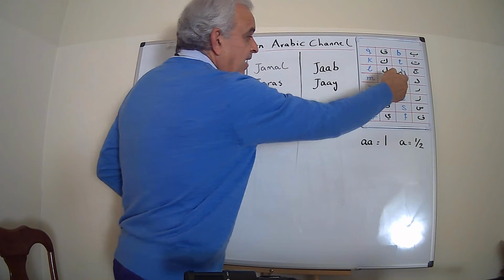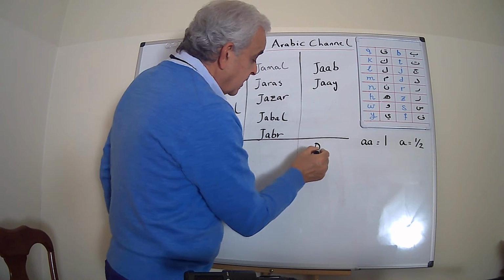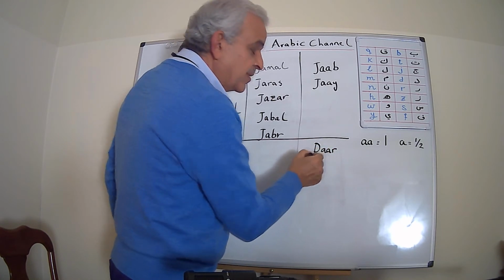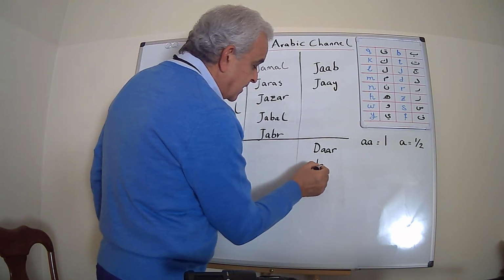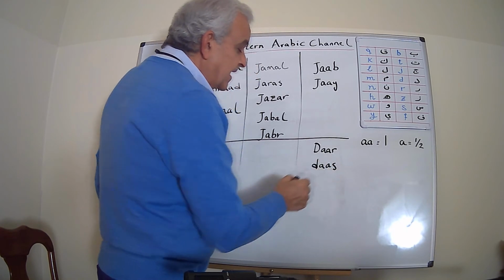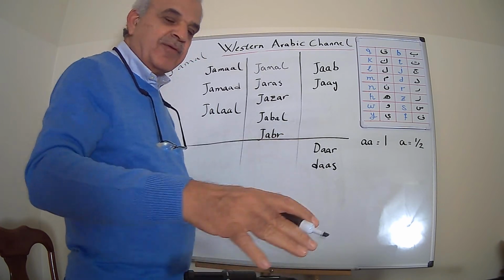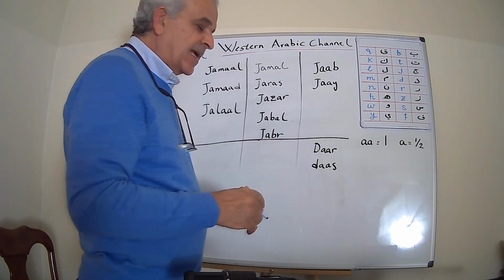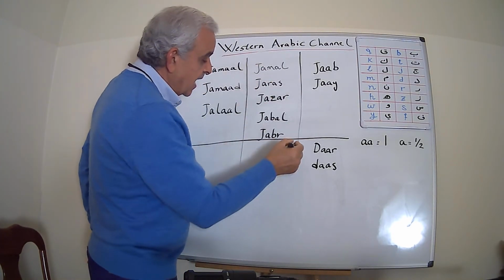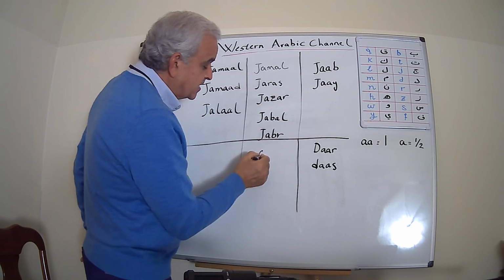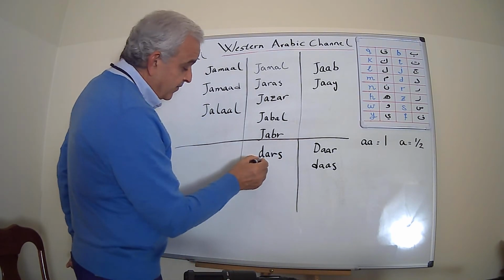Let's take the fourth letter, which is D. We have Dar, which means house. We have Das, which means step on. He stepped on the floor, he stepped on the paper. Then we have words with only one a, like Dars. Dars means class.